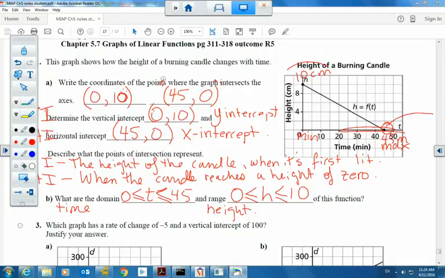Okay, so number 2 is skipped here. I'm going to do those graphing questions tomorrow, on a separate piece of paper. So that's why 2 is missing.